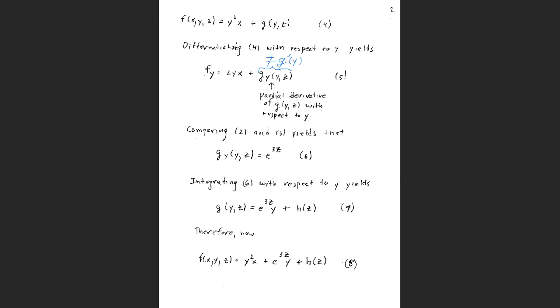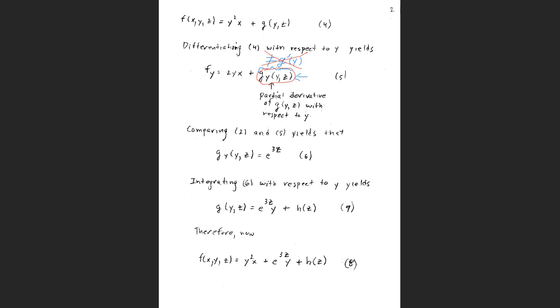This partial derivative of g with respect to y is not equal to g prime of y. They are not the same. This is a partial derivative of a function of two variables, so you want to be careful with your notation and not put that there. This is the correct notation at this juncture.